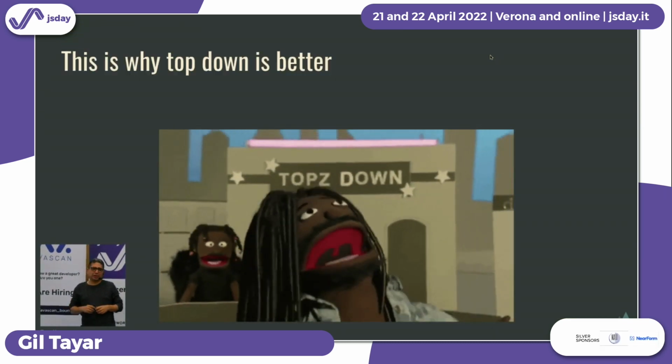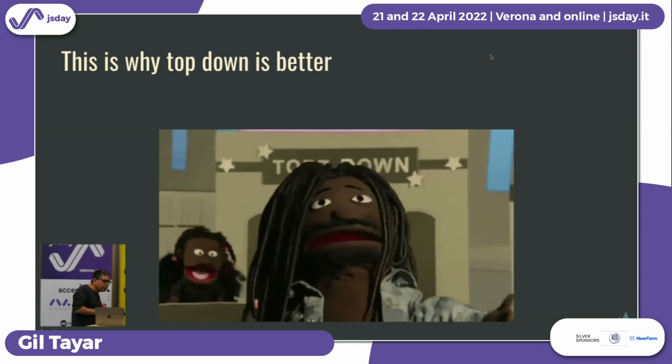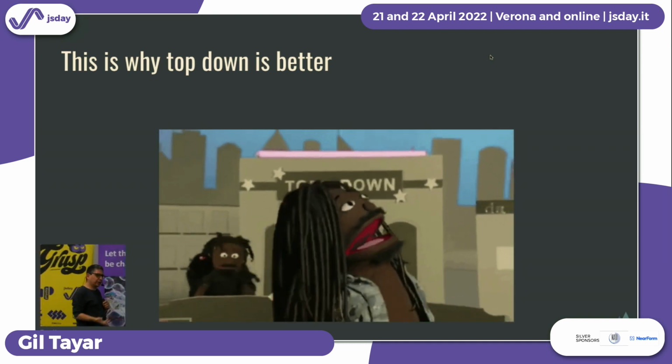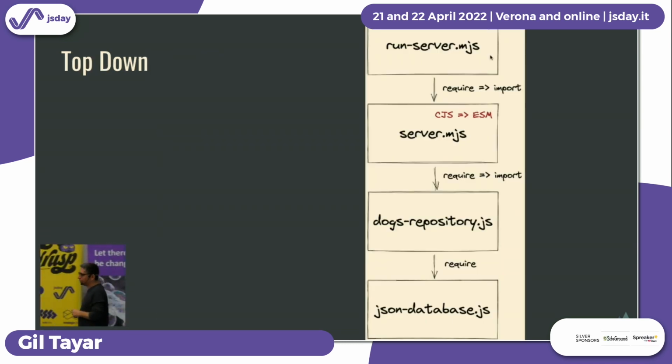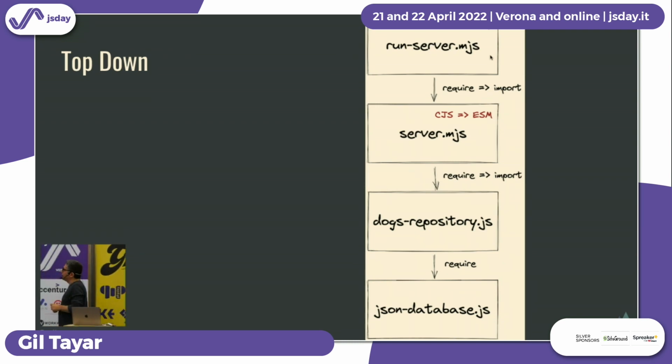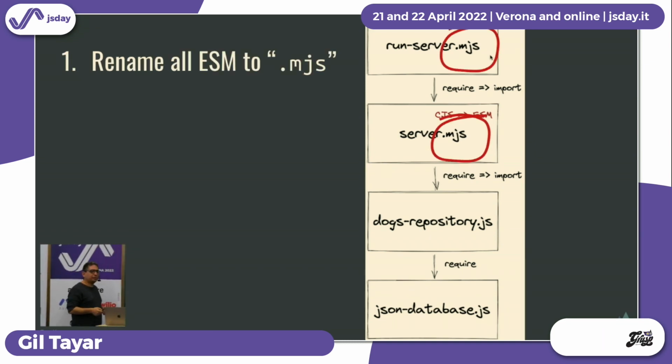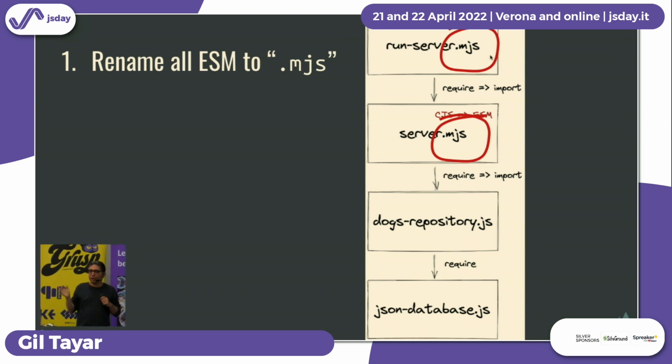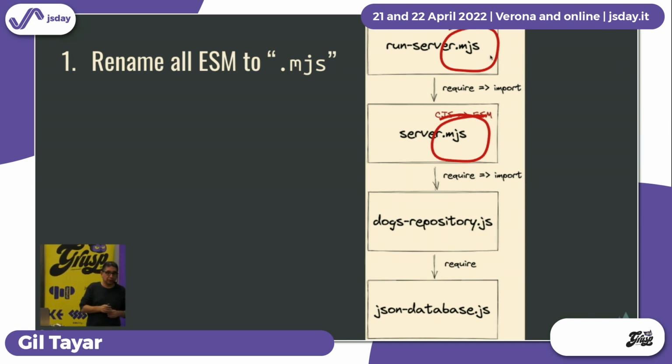And this is why top-down is the better approach. It's weird, because usually we, as developers, tend to think of bottom-up. But in this case, migrating top-down is the better approach. So let's migrate these two files, run server and server, to ESM. First of all, we rename all the ESM files from .js to .mjs.